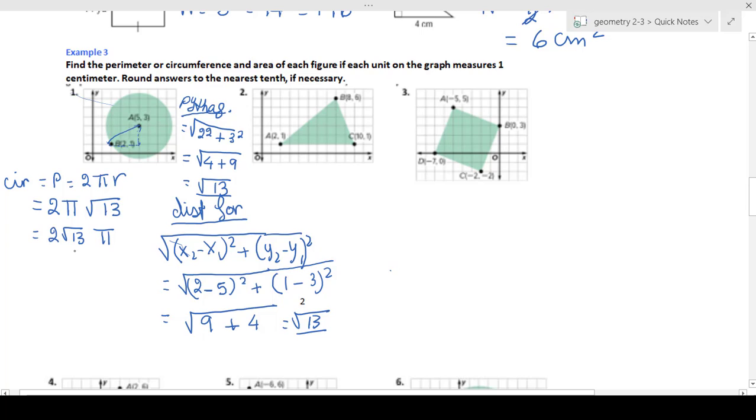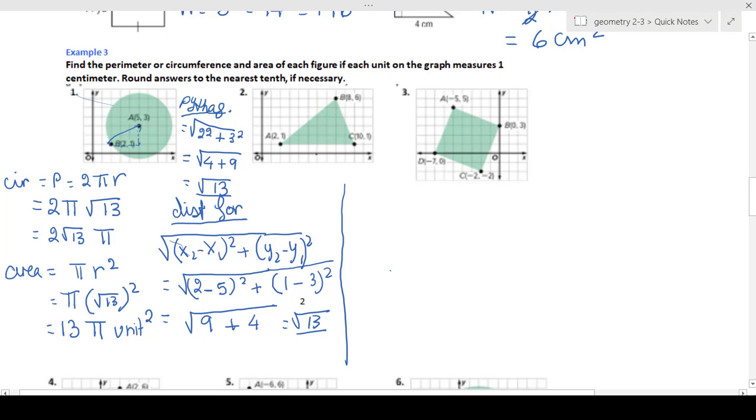Use your calculator, round it to the nearest tenth. And the area equals pi r squared or pi times root 13 squared. Root 13 squared is equal to 13, and pi. And this was my area, in square units. Now I finished this problem.